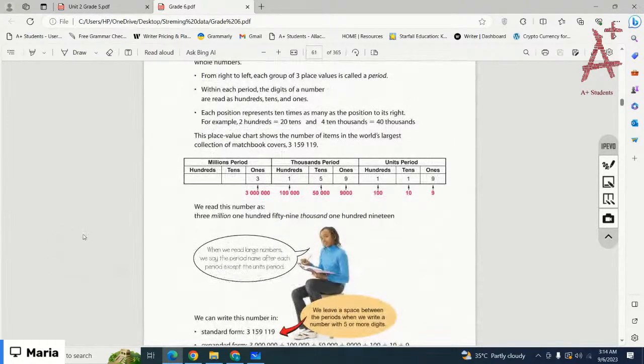Okay, just look at this place value chart, right? The ones digit is 9, the tens digit is 1, the hundreds digit is 1. 9 ones is 9. If you look at their place values, 9 is at the ones position, so the place value of 9 is 9. But 1 is at the tens position, and you can write its place value as 10.